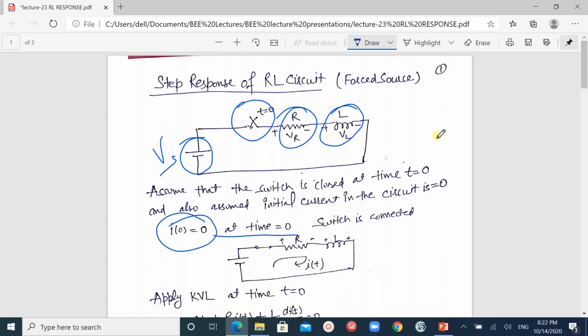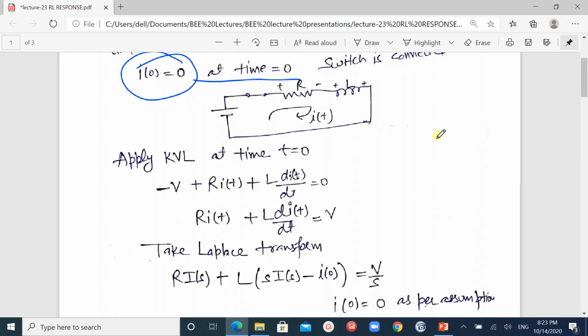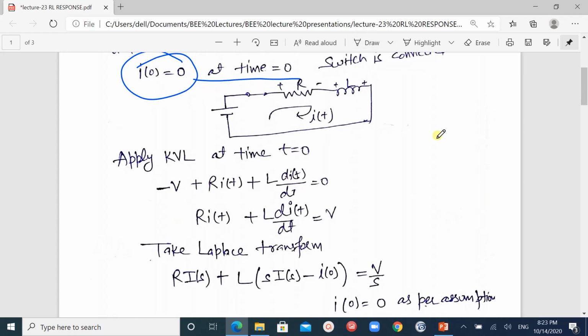When we connect the switch, the circuit will become as shown in this figure. It will become like the switch is closed and this is a complete circuit. The voltage source is connected with the resistance and the inductance, and the current is flowing in the circuit.